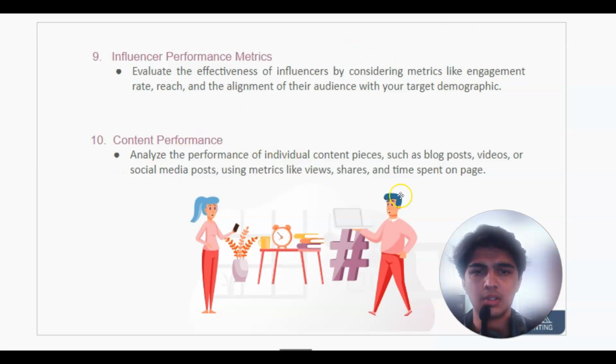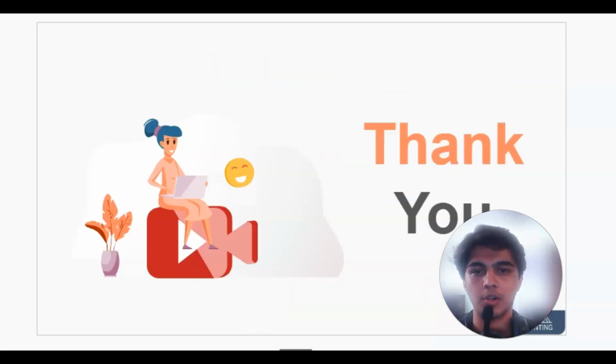Content performance. This indicator will analyze the performance of your individual content pieces. For example, a particular reel that reached a particular audience, and how much that content is performing with that audience. This could be a blog post, a video, a reel, a short, or any social media post that you have made. This indicator uses metrics like your views, your shares, and the time people spend on your page. All this is calculated in the content performance indicator.